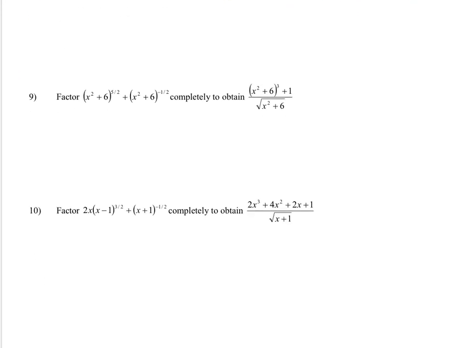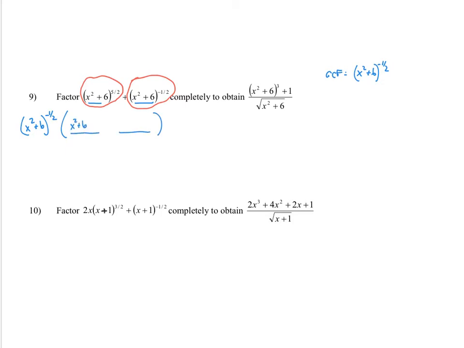Okay, so I will start you off with number 9. We are going to factor this expression right here. So I would recommend circling the two groups. We can see that each group has an x squared plus 6 to the negative 1/2 in common. The GCF is x squared plus 6 to the negative 1/2. So we're going to take out x squared plus 6 to the negative 1/2. If we do that, we're going to be left with two things. X squared plus 6 to the 6/2 power plus 1.